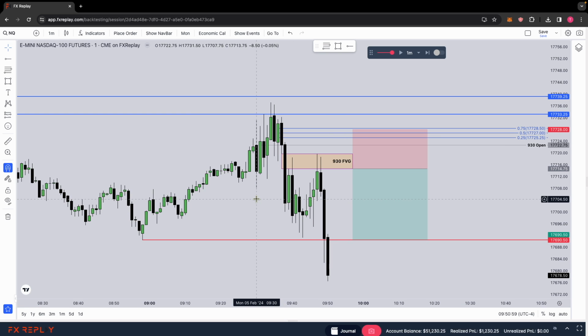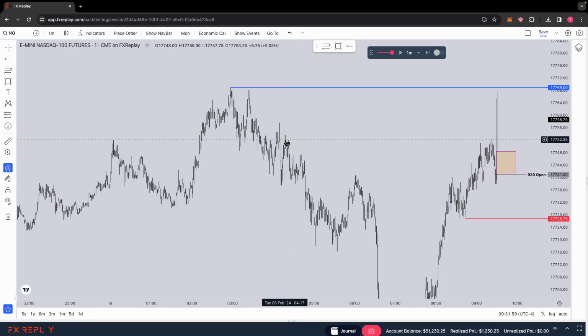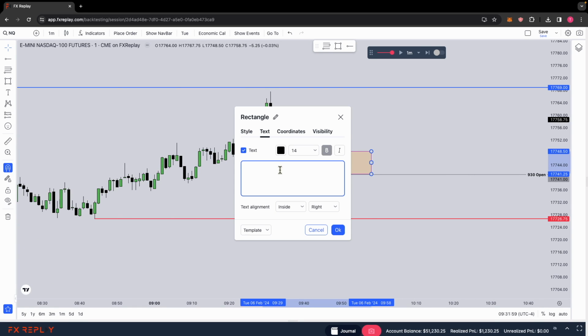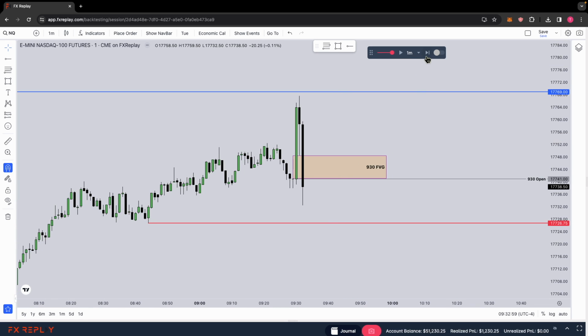Let's move forward. Okay. So for this next setup, just like the two previous setups, we have labeled our 930 opening price. We have sell side liquidity. We've ran some of these highs here. Okay. I did zoom out and look. We have these relative equal highs from London. It looks like we fell just short of them thus far. Let's get this labeled, the 930 fair value gap, and let's continue to see what price does.